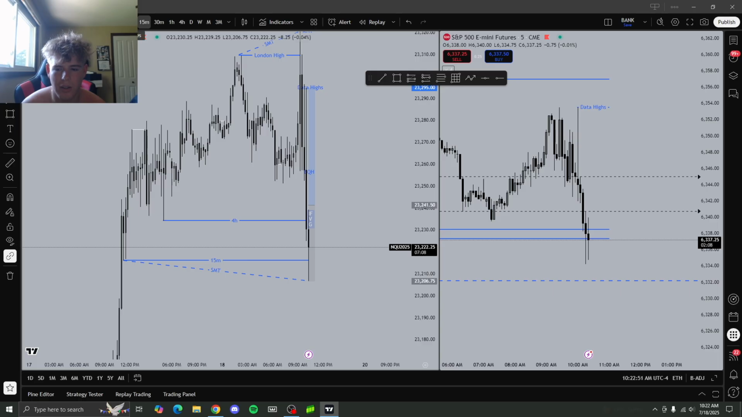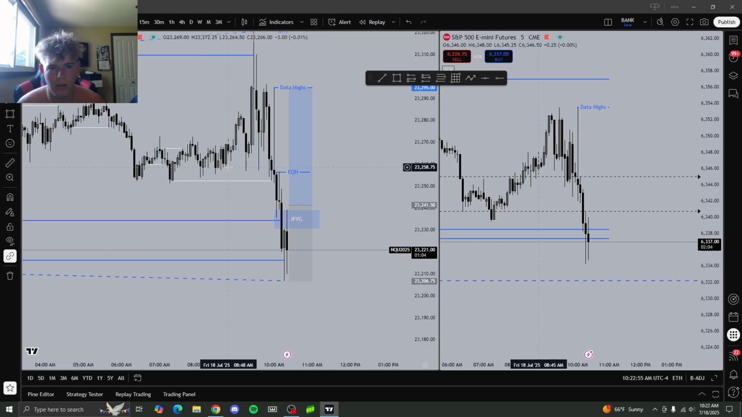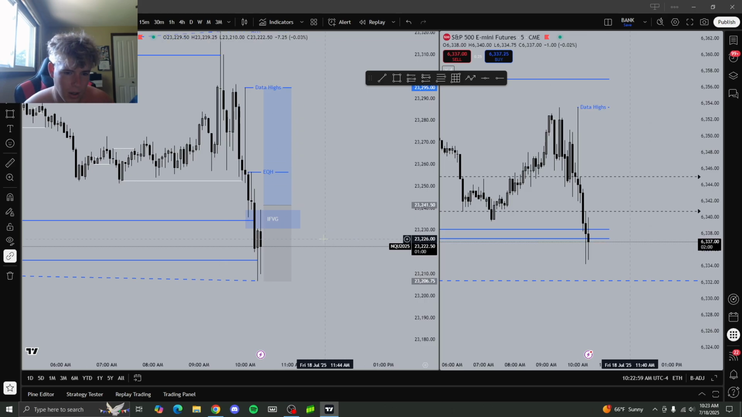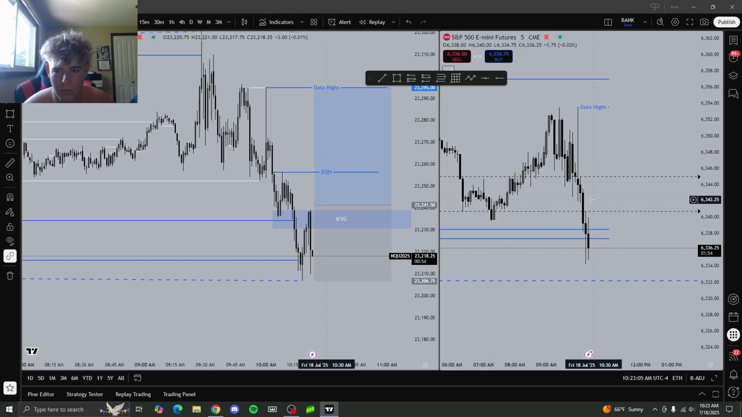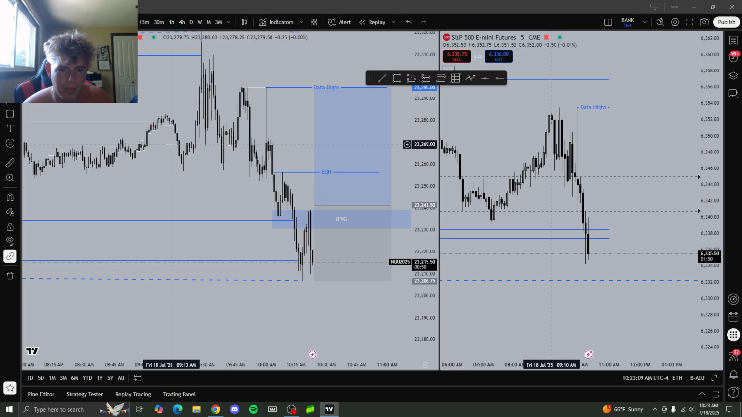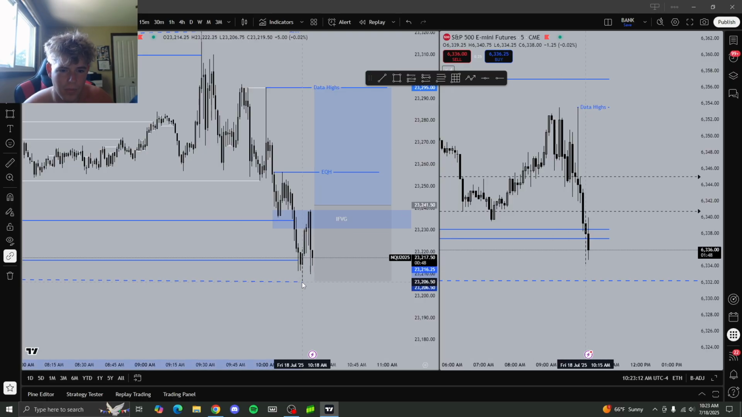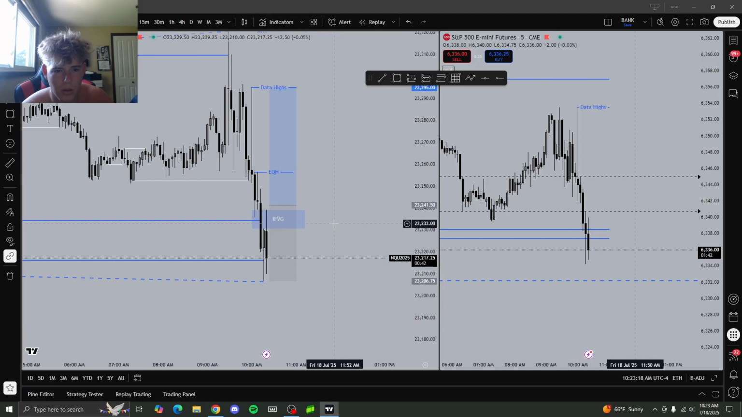Alright, so we gotta pay attention to time for this as well. So we got a minute. I don't know what to think right now. ES still has not hit this 5 minute though. We got 1 minute though for this 4 minute.